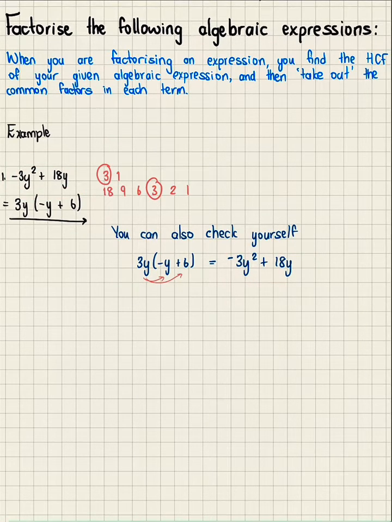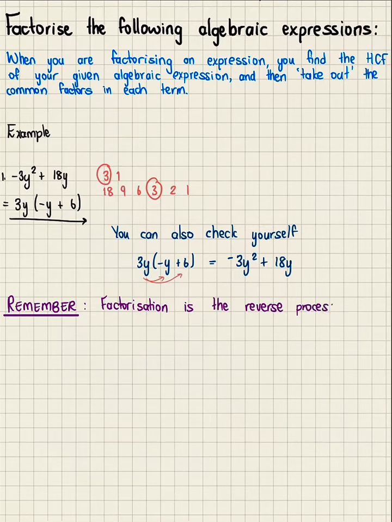But then I also want you to remember something. When you're factorizing, remember that factorizing is the reverse process of expansion, okay? We're going to do expansion in our next few lessons. So pay attention that when you are factorizing, you're doing the reverse process of expansion, okay?